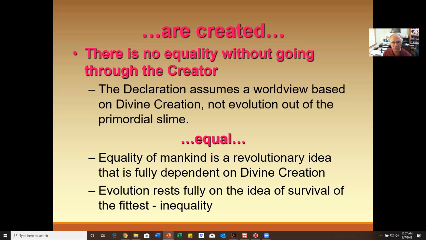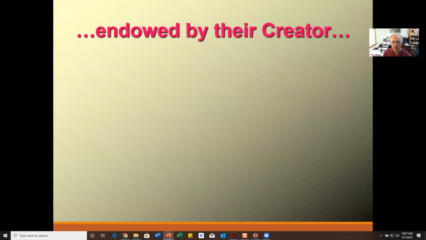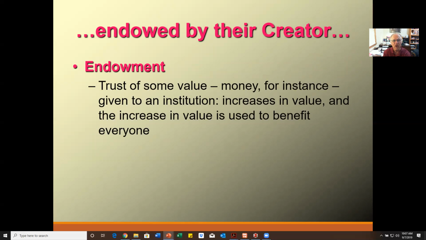So here's a revolutionary doctrine for governments: that we're all created equal, and as a result, we've been endowed by our Creator. Now, an endowment is an interesting term. An endowment is a trust of some value. Usually it's money, the way we use it. We might say that in your families you've been endowed with the family name, with the family reputation. Sometimes it's not so good.